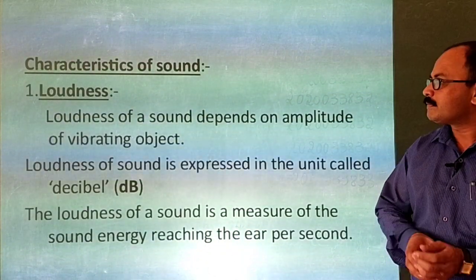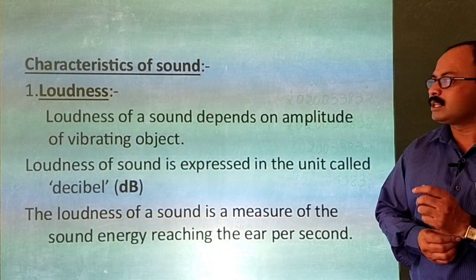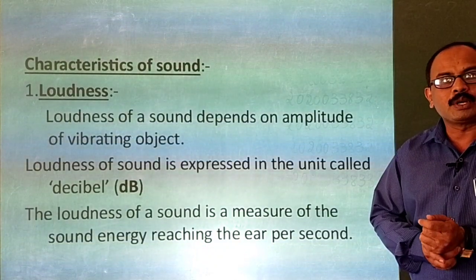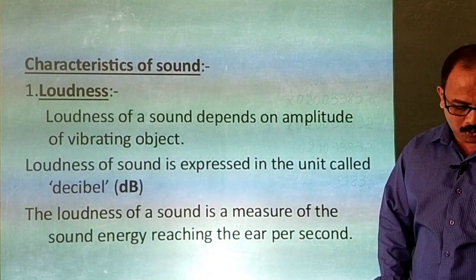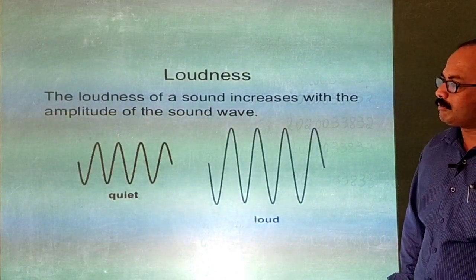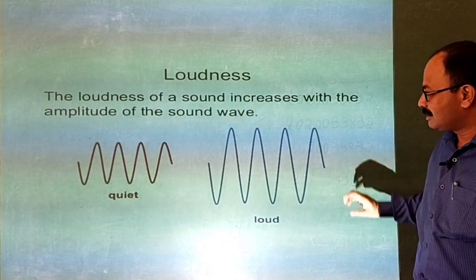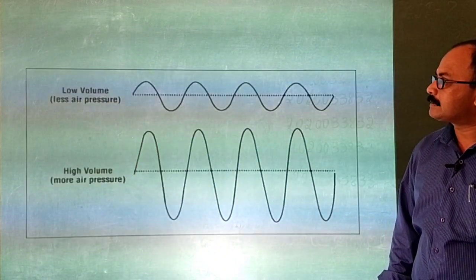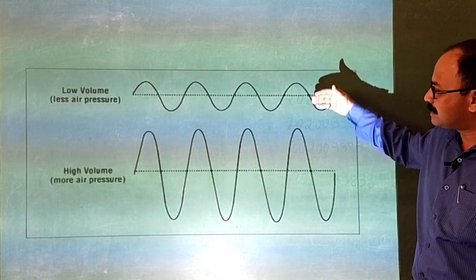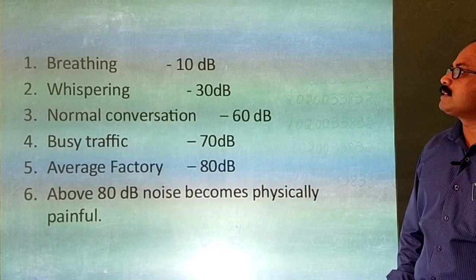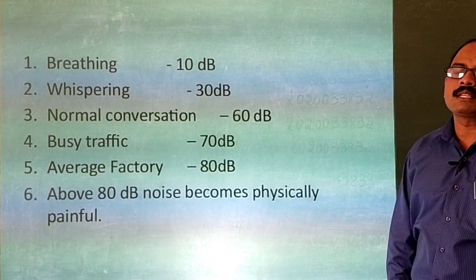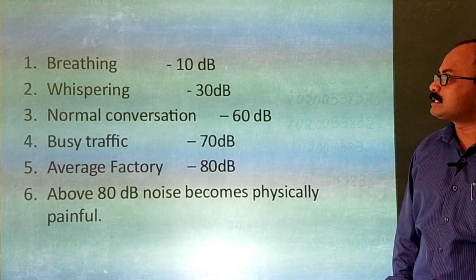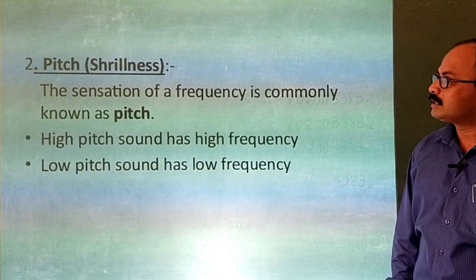Characteristics of sound: loudness, first we have taken, children. Loudness of the sound depends on amplitude. If the amplitude is more, loudness becomes more. Sound is quiet, sound is loud. Amplitude is less, amplitude is more. Loudness of the sound is expressed in terms of decibels. Breathing is 10 decibels, whispering, etc. we have given, children.